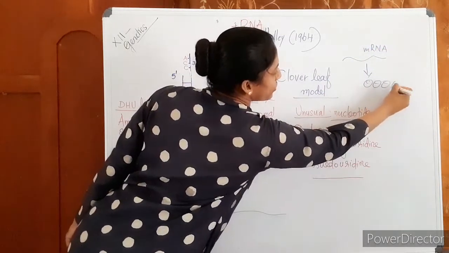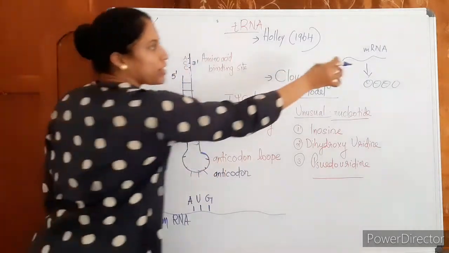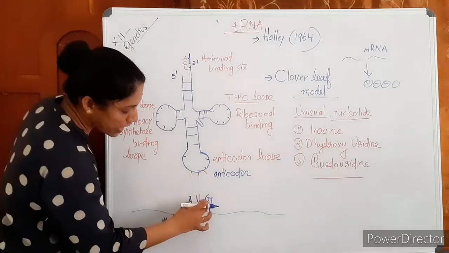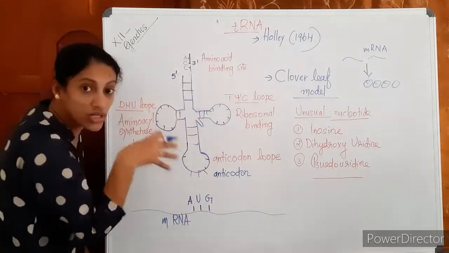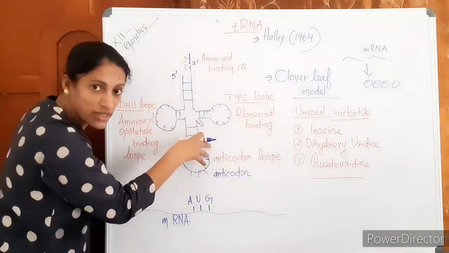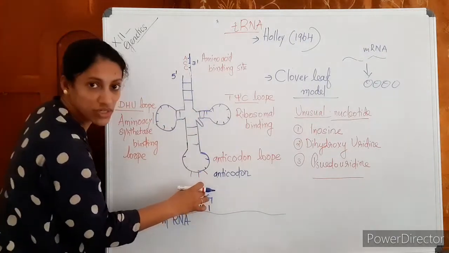Amino acid chain, protein. That's what we are discussing. But AUG, methionine cannot go and bind. So to attach to AUG, methionine cannot come and bind. So this is acting as an adapter. This is bringing methionine to attach here.